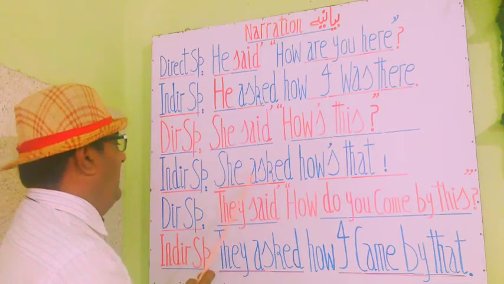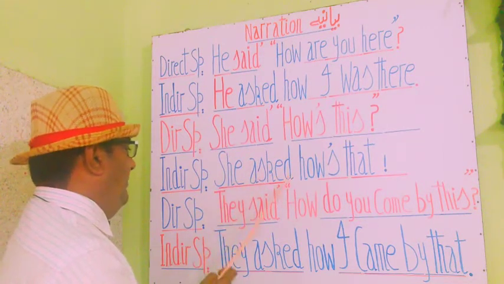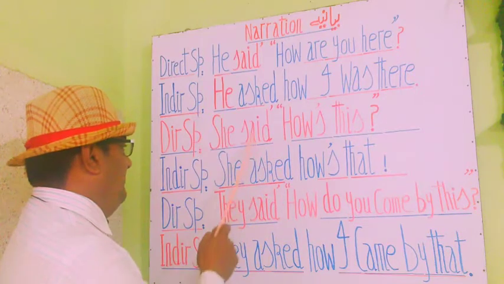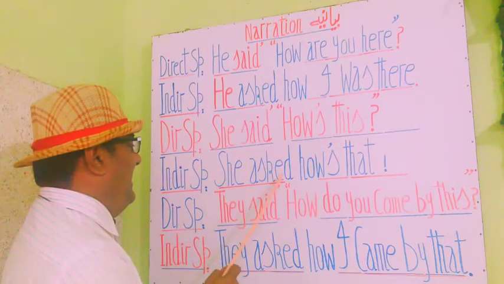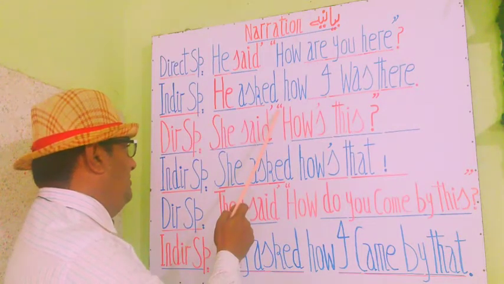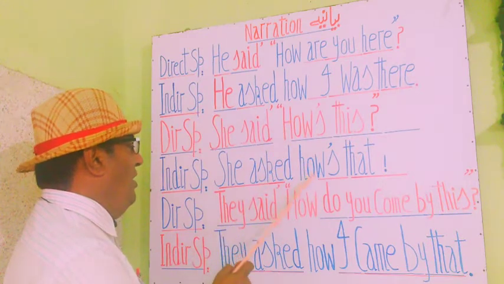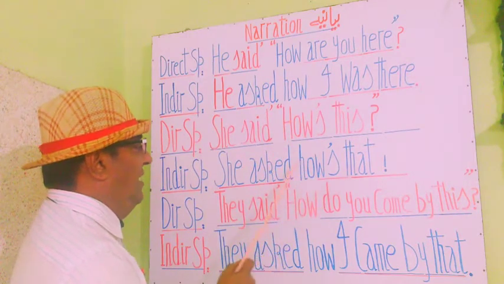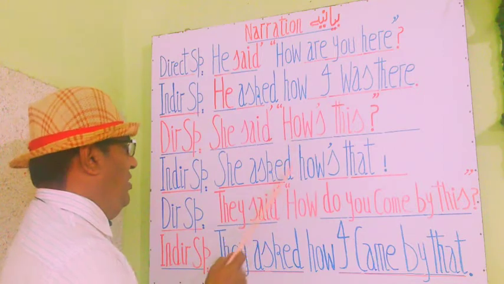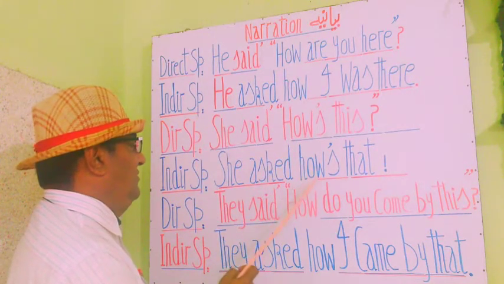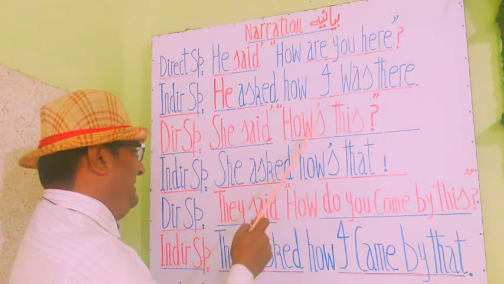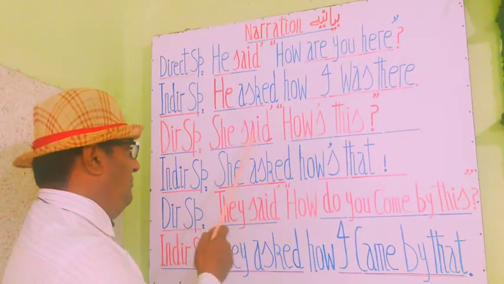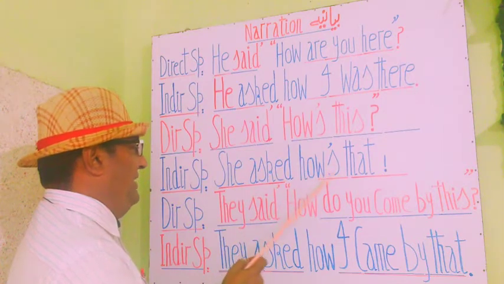Here you see, she asked. Instead of said, we have written asked to beautify the phrase. As per the rules, commas are removed, and how will stand as it is, as the rules say. So we write here how, and here is will be changed into the past, that will be was.